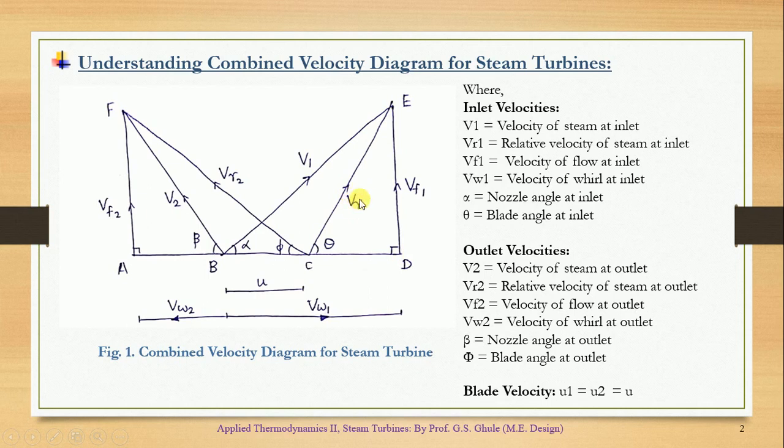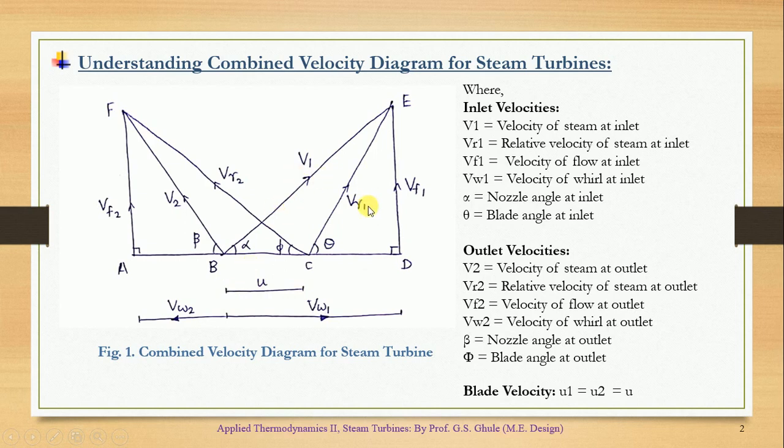VR1 is my relative velocity, and it is having an angle of theta, which is nothing but the blade angle at inlet, right? Now when the steam strikes the blade, the blade will certainly move with the velocity of u, which is called the blade velocity, right?